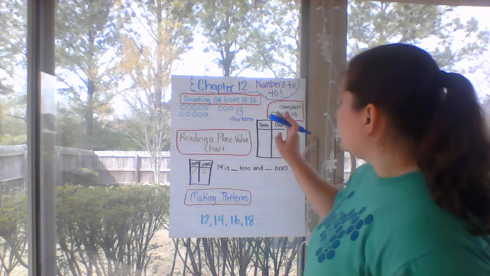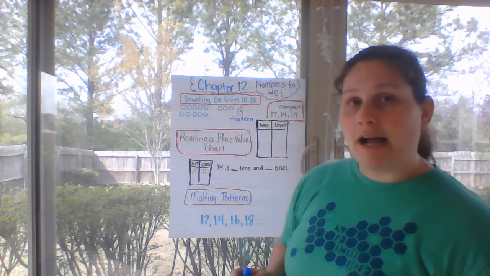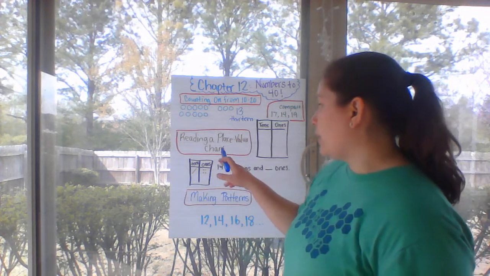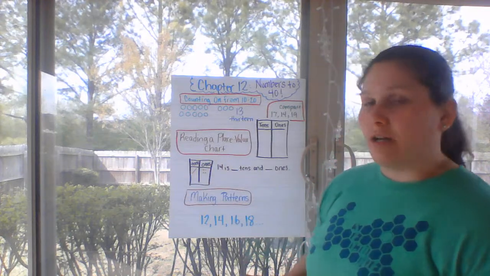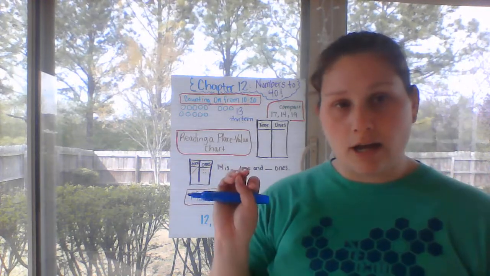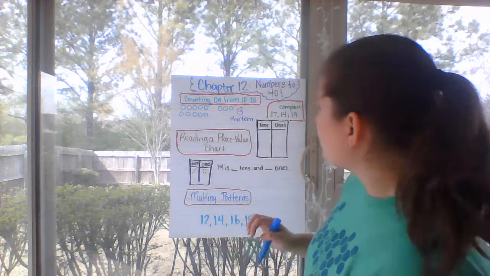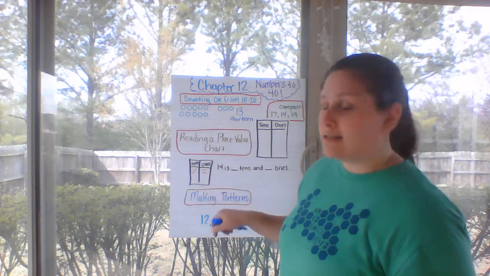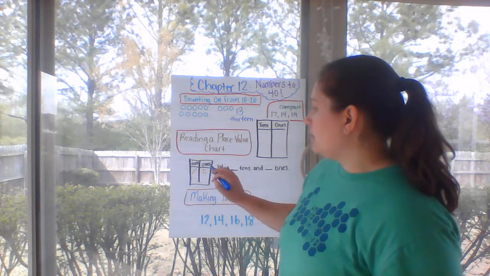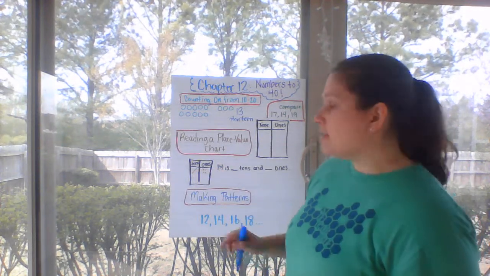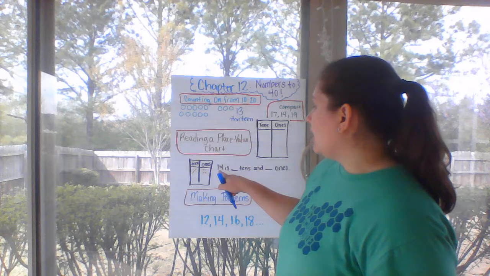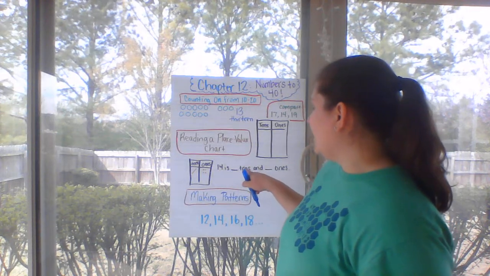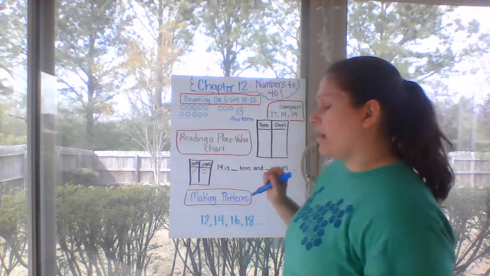Okay, next skill that you need to make sure you remember how to do is reading a place value chart. You did this a lot in kindergarten, and we continued this in first grade. So if you remember, a place value chart looks like this. It has your tens place and your ones place. And what it's asking is 14 is blank tens and blank ones.